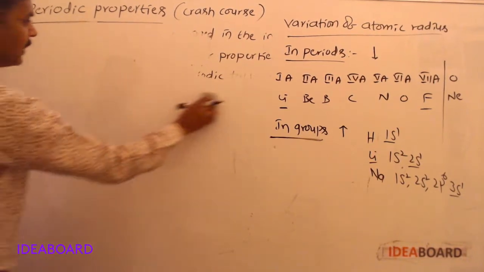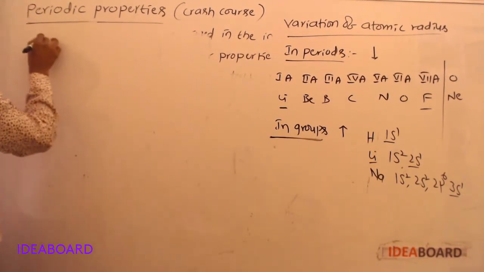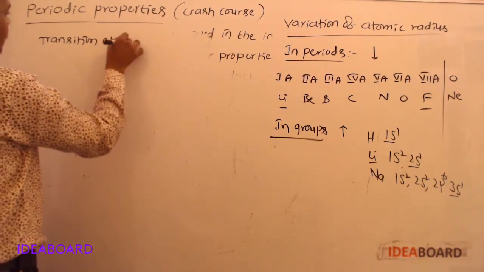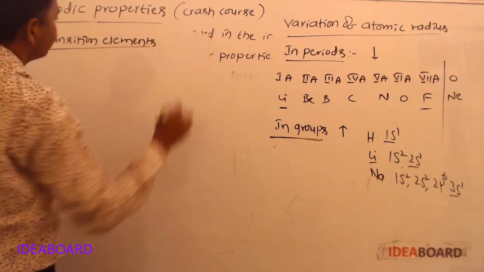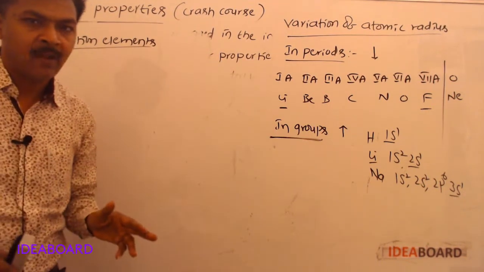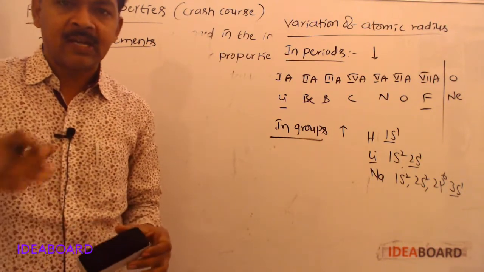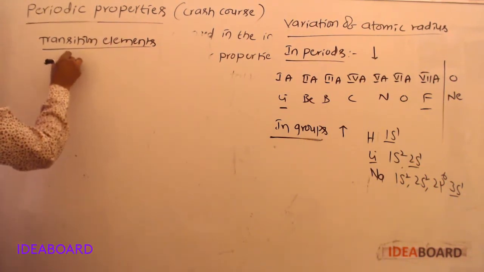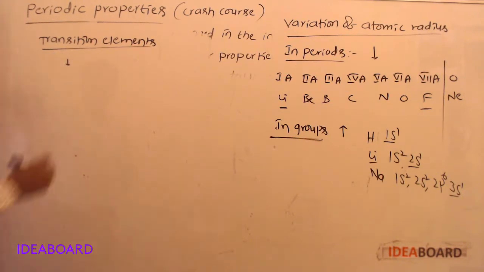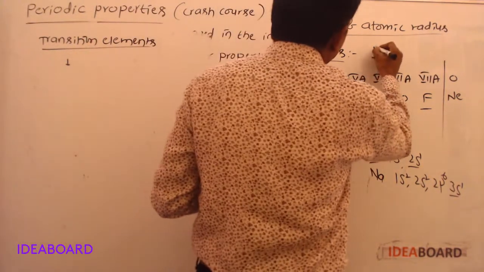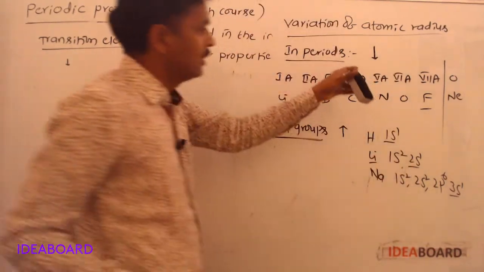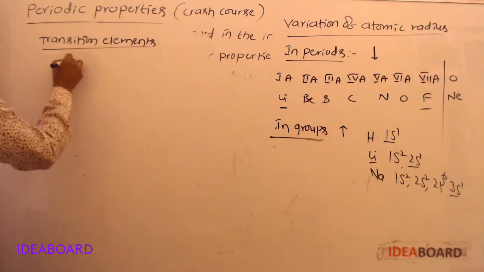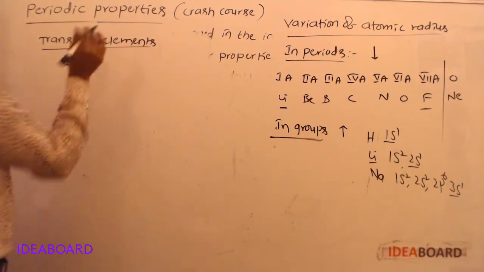Next one, variation of atomic radius in transition elements. Except second B group, the remaining d block elements are called transition elements. In transition elements, atomic radius decreases, but the decrease is very little. In case of representative elements, from left to right, atomic radius decreases, and the decrease is more. But in transition elements, the decrease is very little.